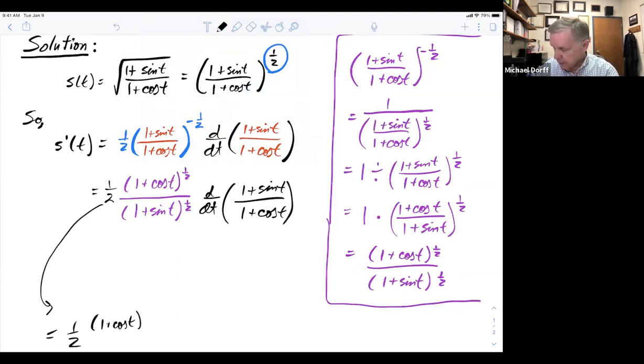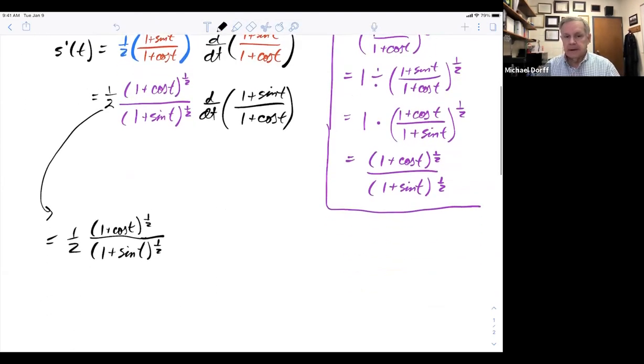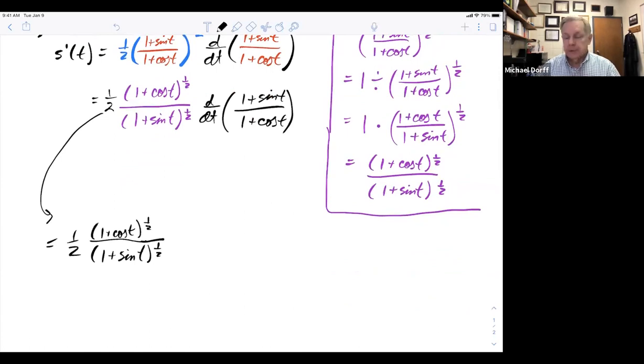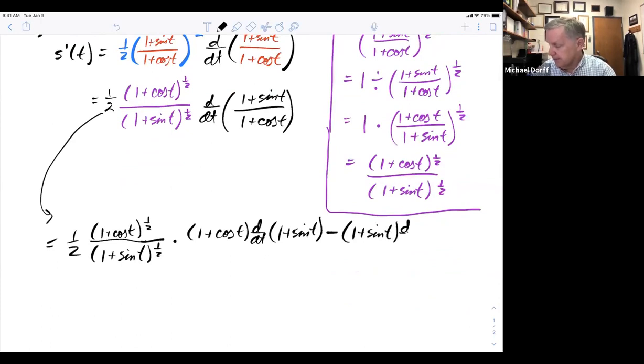Now, when I do that d/dt part, what do I have to do? Well, what I have inside the parentheses is a fractional representation, so I need to use the quotient rule. By the quotient rule, I'm going to have the denominator, 1 plus cosine t, times the derivative of the top, which would be d/dt of 1 plus sine t, minus the top, 1 plus sine t, times the derivative of the denominator, which is d/dt of 1 plus cosine t. And that's all over 1 plus cosine t squared.